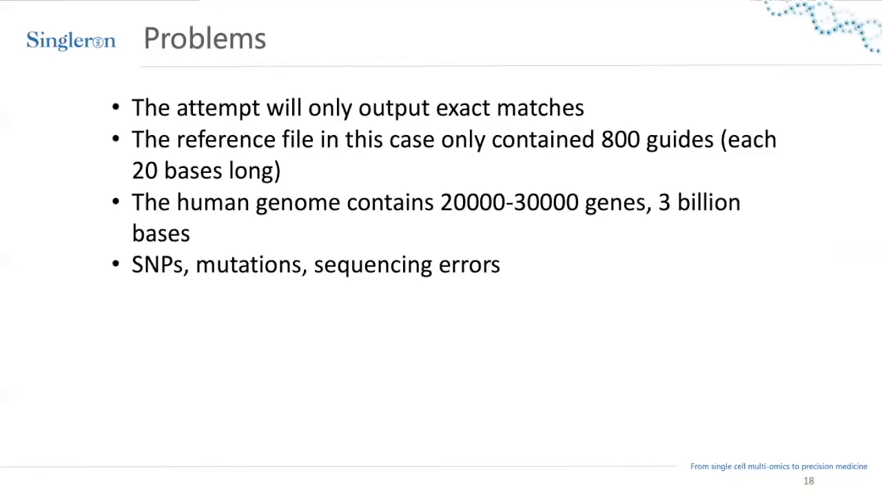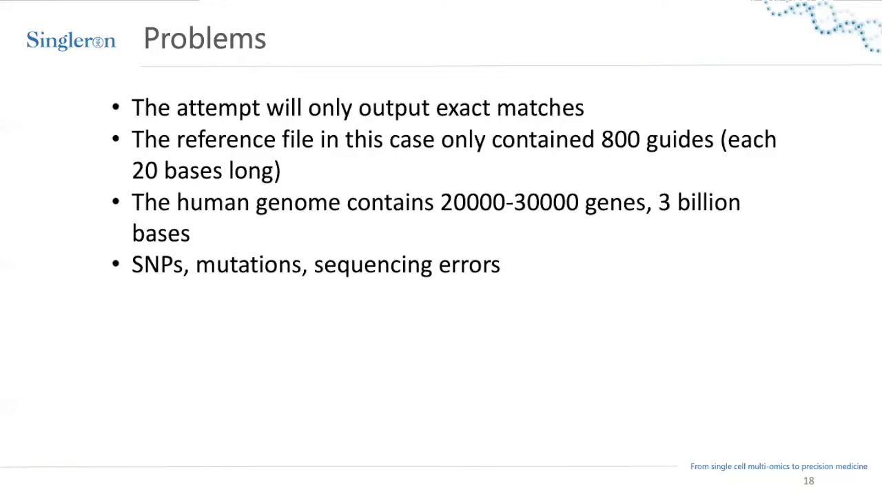This is a nice idea, but it has a lot of caveats, a lot of problems. One of the first problems is that you are going to output only exact matches. And this is not good at all, because, first of all, we are diploid creatures, so we will have two alleles. Therefore, you're going to throw out a lot of matches just because they map probably to the other allele.